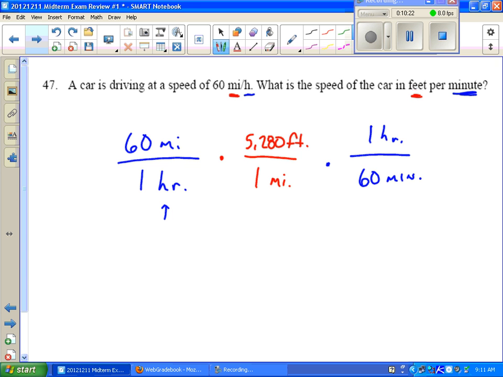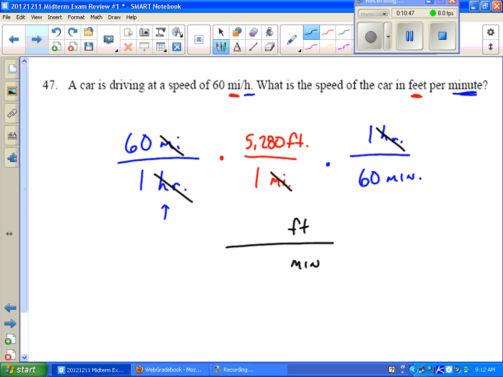And here's the reason that we want them to be opposite, because at this point we can cancel everything out. Miles is on the top and it's on the bottom, so we can cancel it out. Hours is on the bottom and it's on the top, so we can cancel it out. And as you look at the units, the only unit we have on the top now is feet, and the only unit we have on the bottom now is minute.